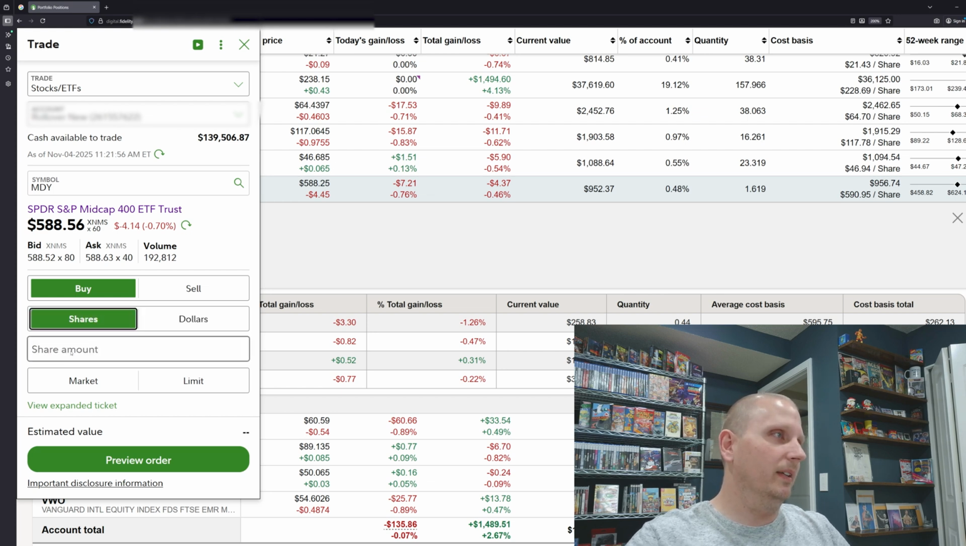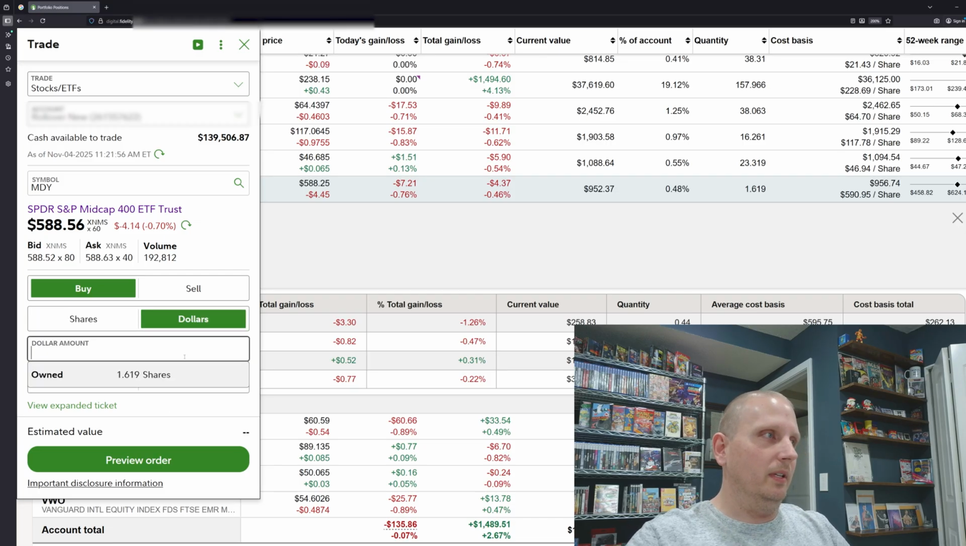So you don't need to buy an entire share. But if you did want to buy a couple of shares, it's the same thing. Just type in 2 shares. You'll get 2 at this price, so it'll be around 1,200 bucks. But again, we just want a few bucks worth.